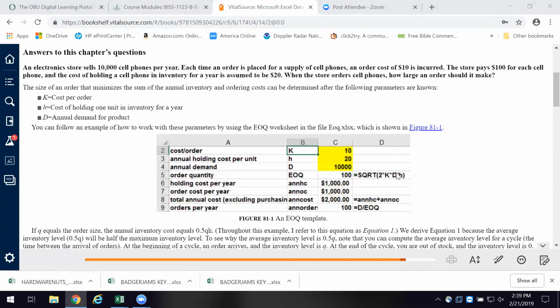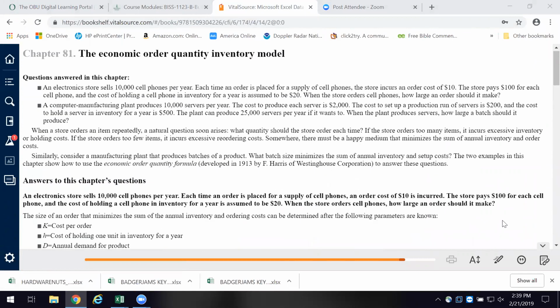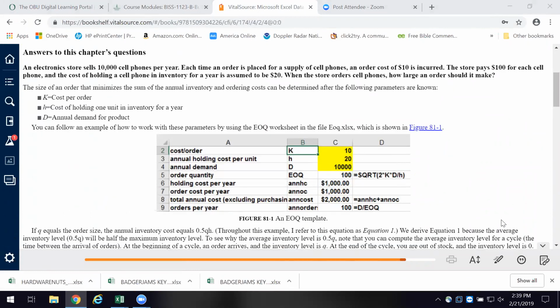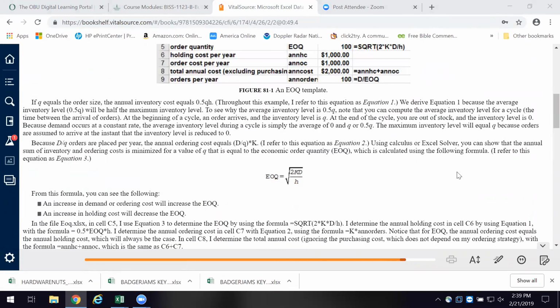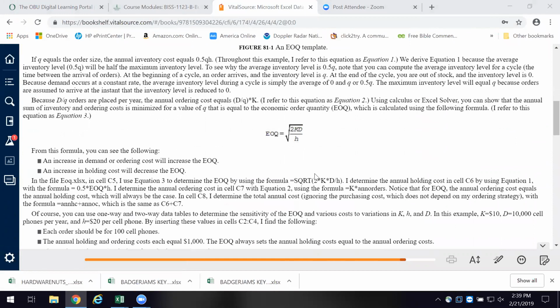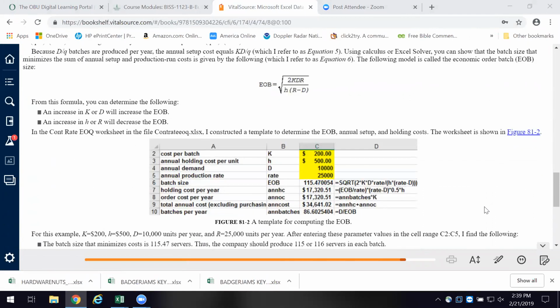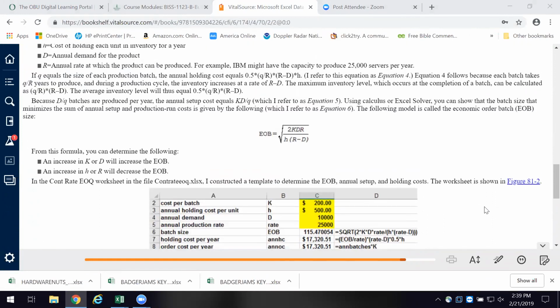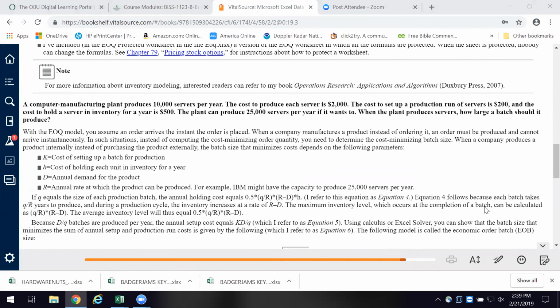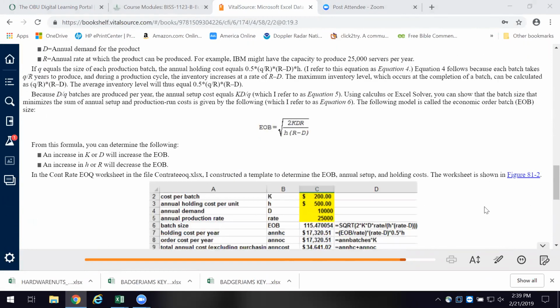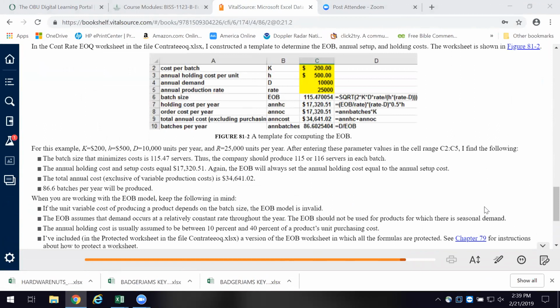Okay, and they'll walk you through that there in the text. So it starts on page 81, where they talk about the EOQ and a template for it, and they show you the formula. And then they have the EOB, and they introduce you to that concept. And you could see that as well.